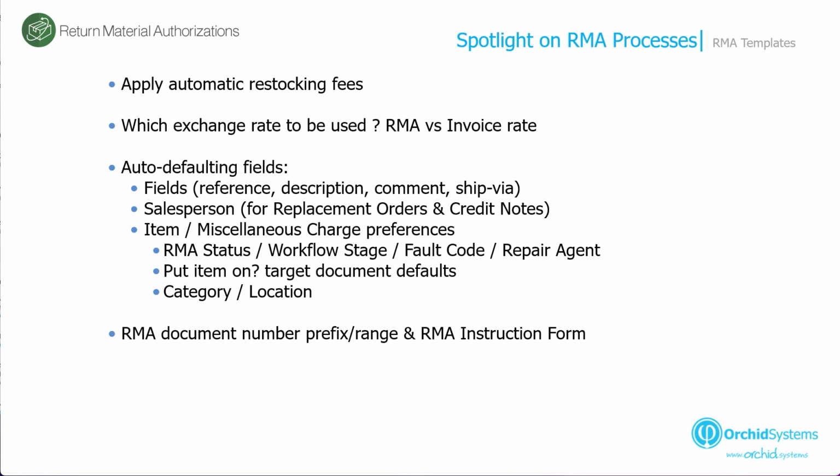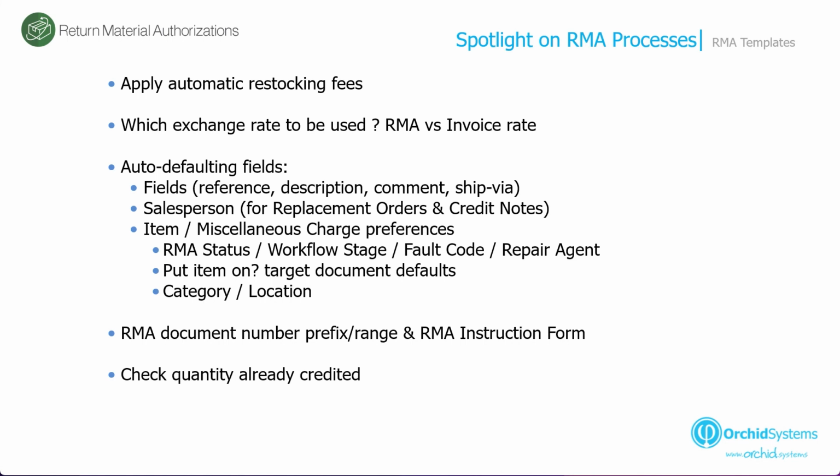You can also have different RMA document number prefix ranges based on the template code, so you could keep track of your returns with a different number range from your repairs and from your warranty repairs to easily identify what work you're doing. You can check the quantity already credited against an invoice.